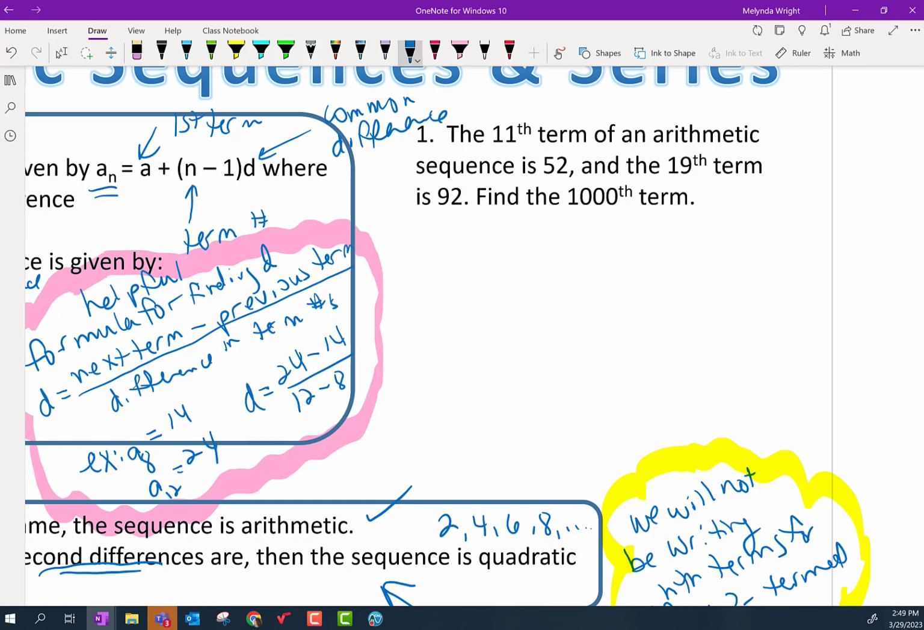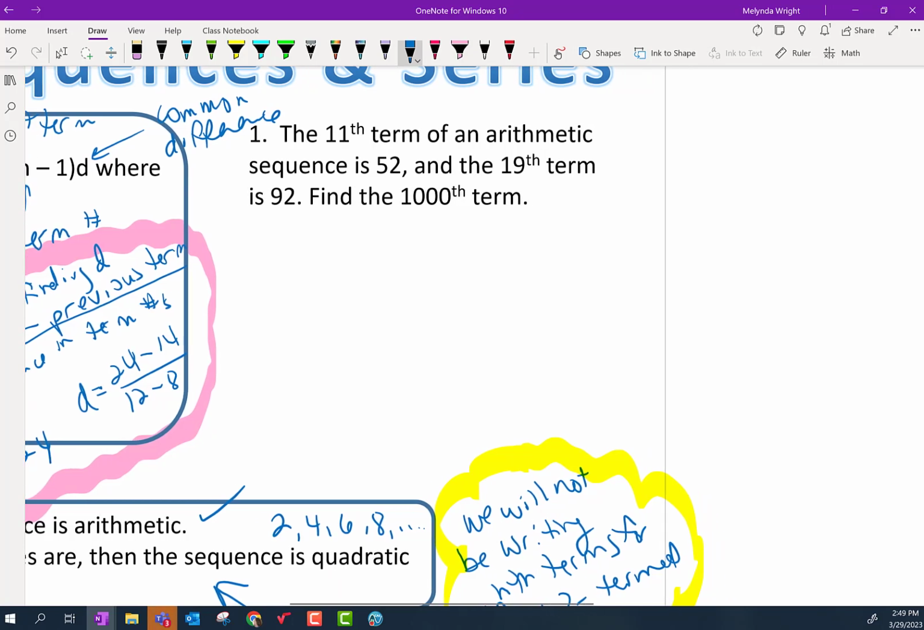Sometimes students get confused on what formula to use. If you're looking for specific terms, then you need to write the A sub n formula. That's the one you need to use if you're looking for a specific term.